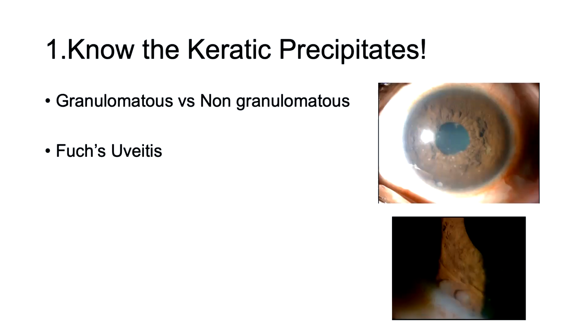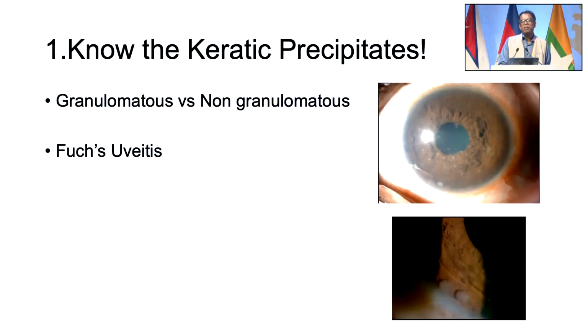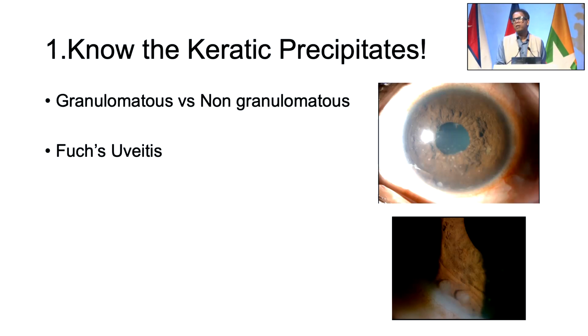So I'll be speaking on the 10 pearls in anterior uveitis. The first pearl of decoding a case of anterior uveitis is to know the keratic precipitates. As you know, the keratic precipitates are very important and sometimes can help you differentiate between granulomatous and non-granulomatous uveitis. The granulomatous keratic precipitates are typically the mutton fat KPs.